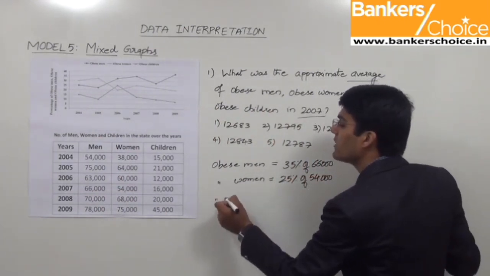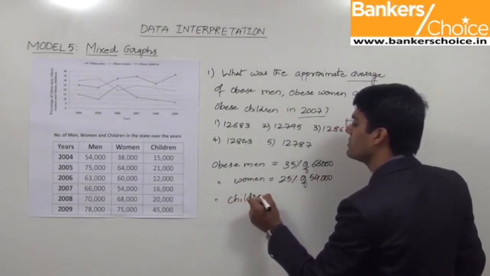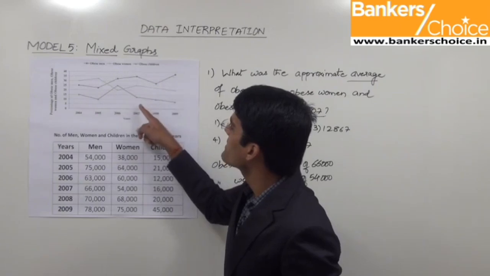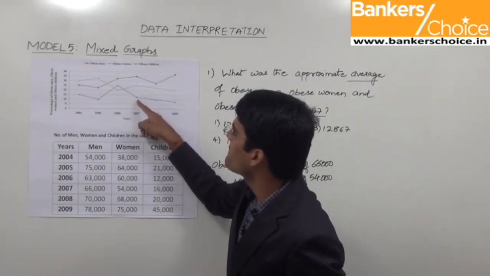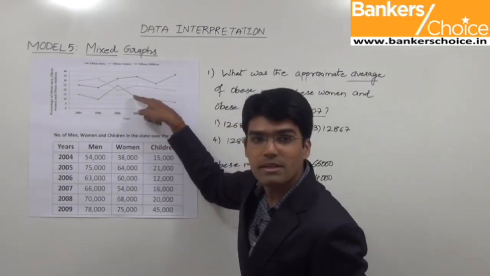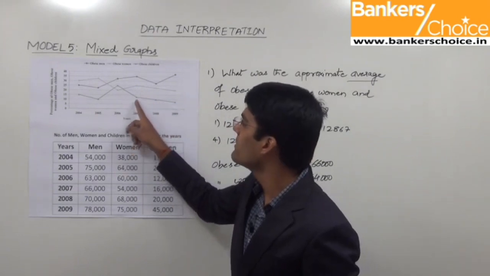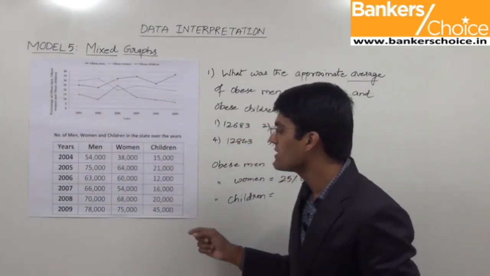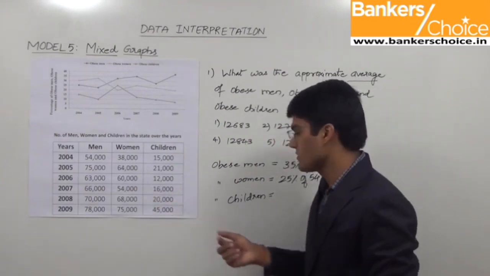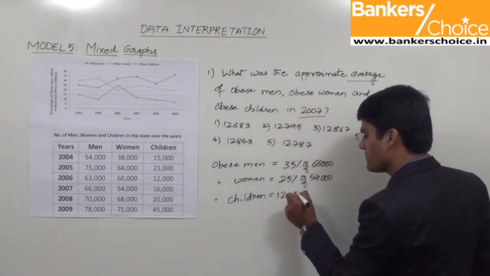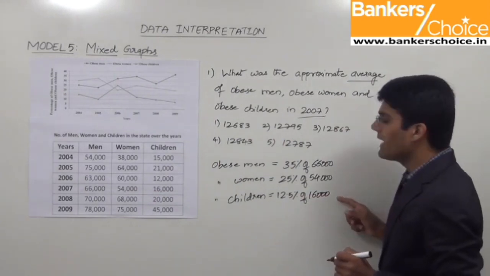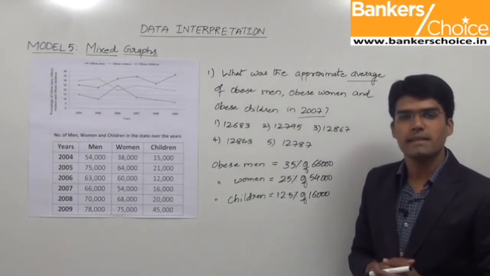And lastly, the obese children in the same year 2007: the percentage of obese children, you see, is between 10 and 15. This triangle here lies exactly between 10 and 15, so we can take it as 12.5. So 12.5% of total children. Total children here is 16,000, so this will be 12.5% of 16,000. Now by simplifying all these values and taking the average, we can get the required answer.